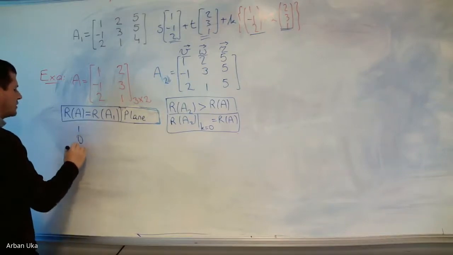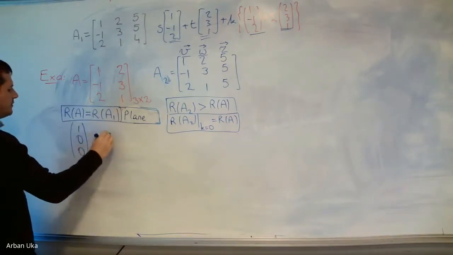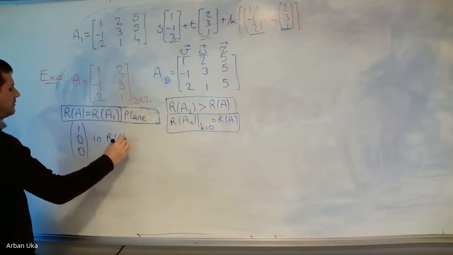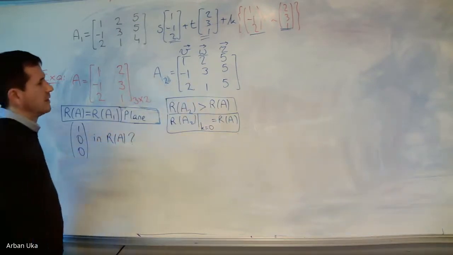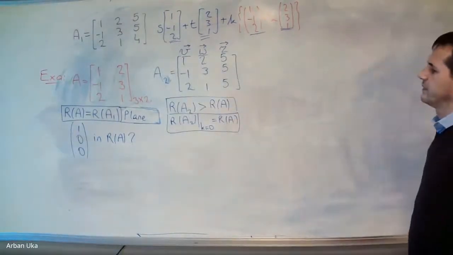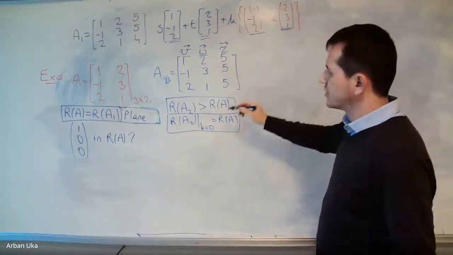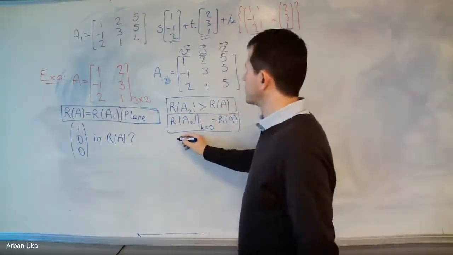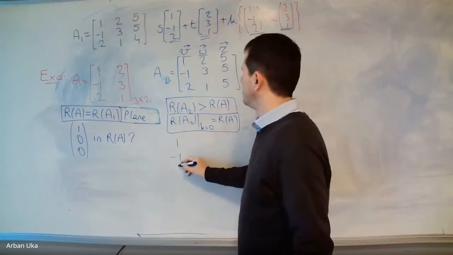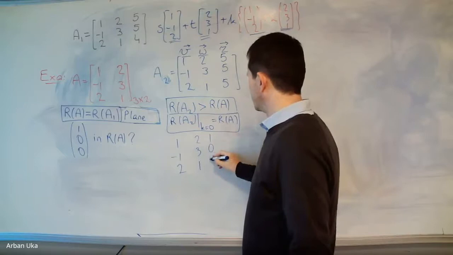Is (1, 0, 0) in the range of A? Is it in the range of A? What do we do? We draw AB as Luke suggested to us. So let's solve this one here. We're solving this question. This is 1, minus 1, 2, 2, 3, 1, 1, 0, 0.